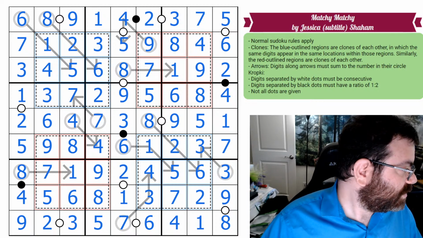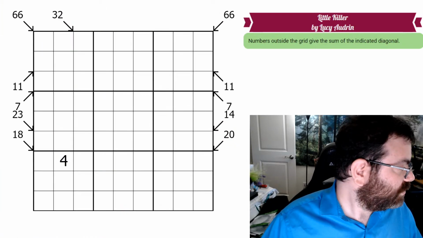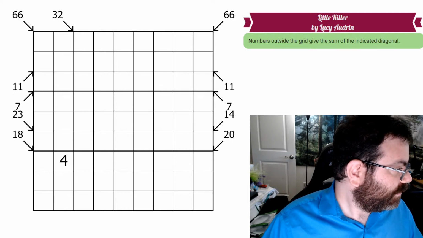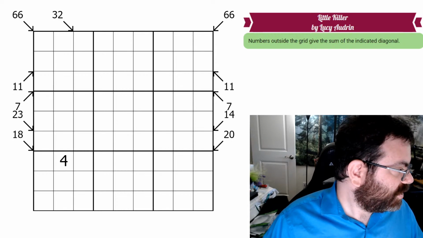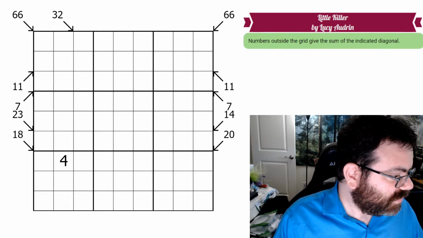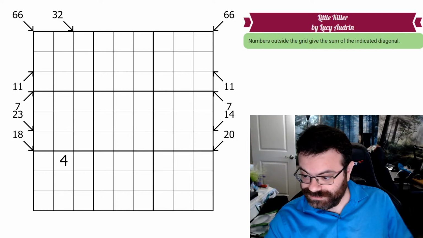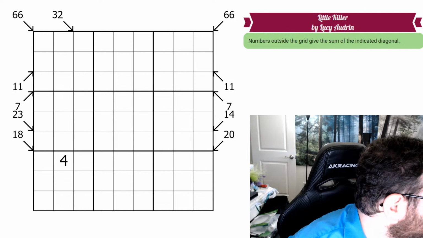All right, I said Lucy was next. Let's do Lucy next. Here it is. Yes, there's also a list test puzzle, but I did say Lucy would be next. There may not be enough time for the list test puzzle.